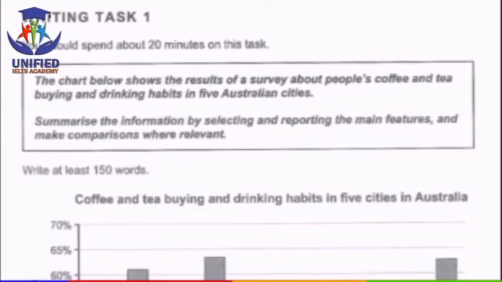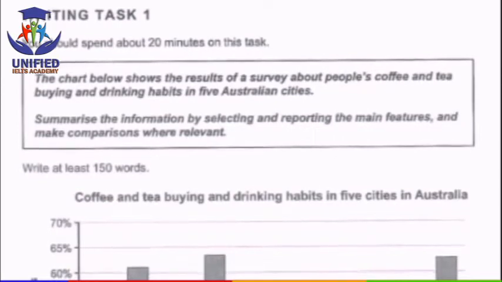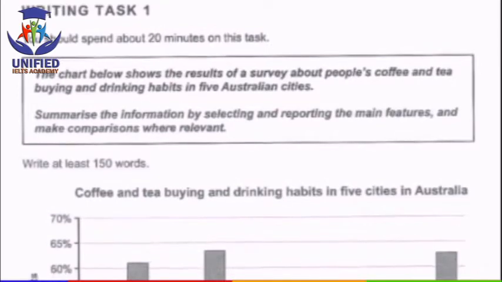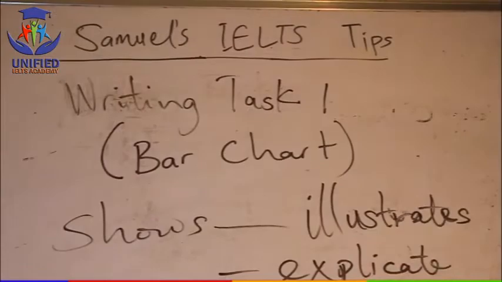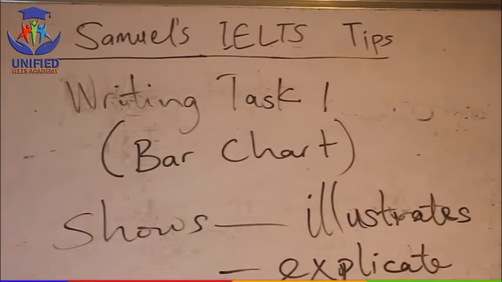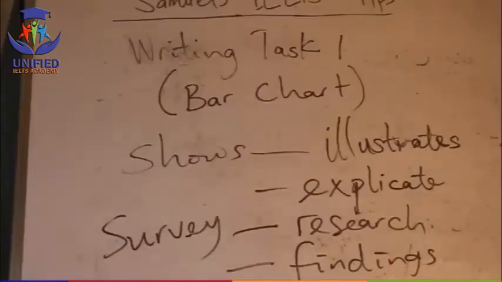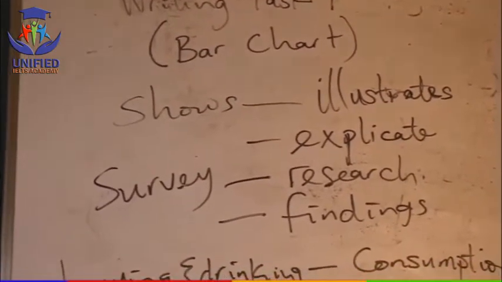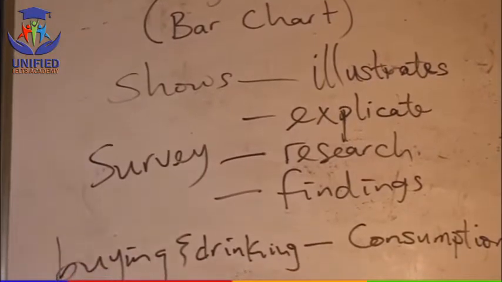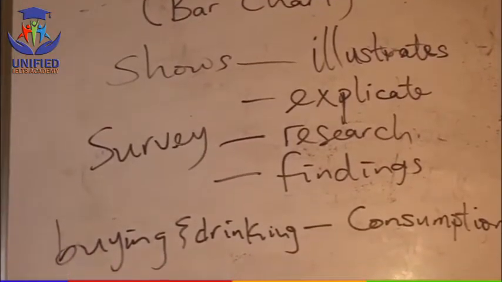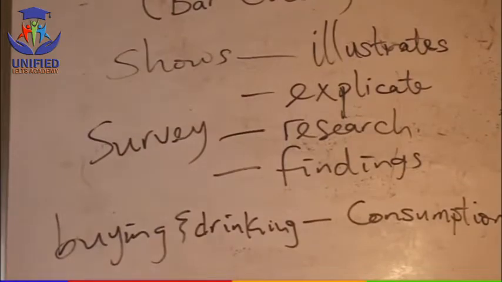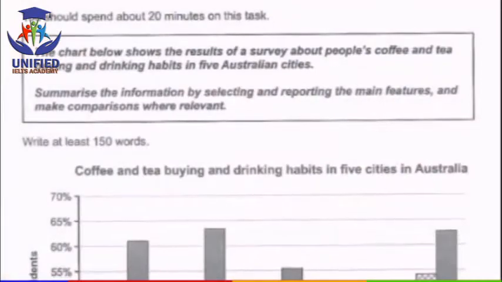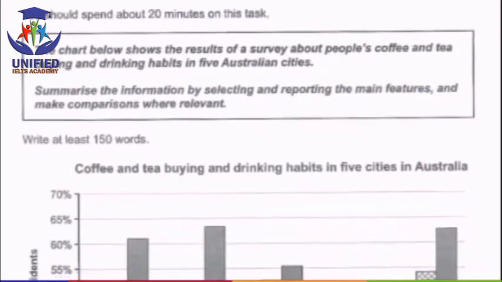The charts below shows. So the first vocabulary there that you can paraphrase, you can change. Shows. What other word can you use for shows? Illustrates. If you like, explicates. The results of a survey. If I were you, results of a survey. Survey is also a research. So I can say results of a research. Survey. Research. If you like, findings about people's coffee and tea buying and drinking.